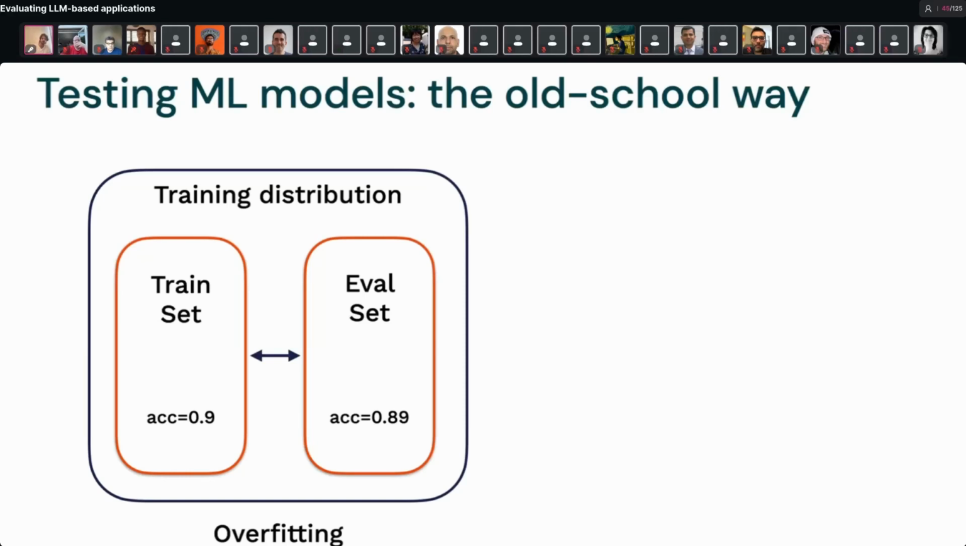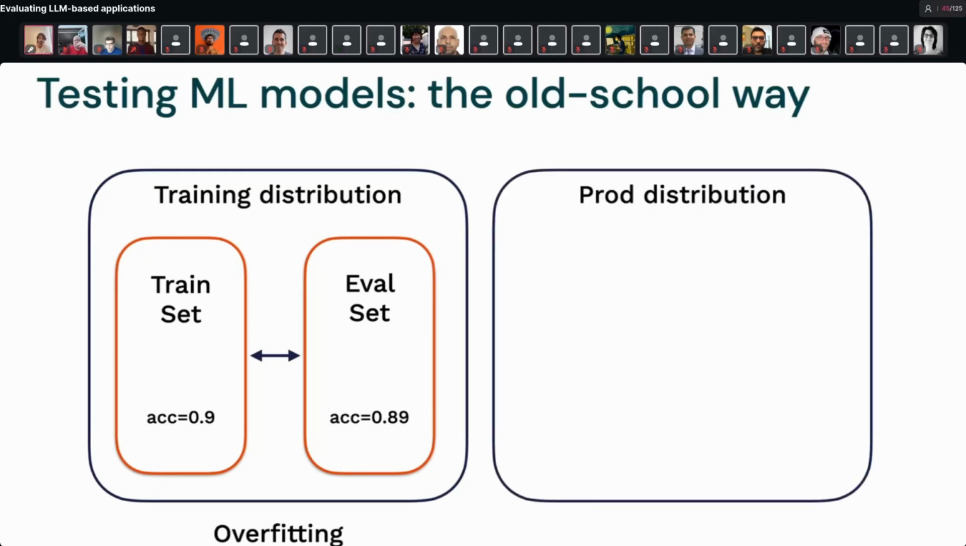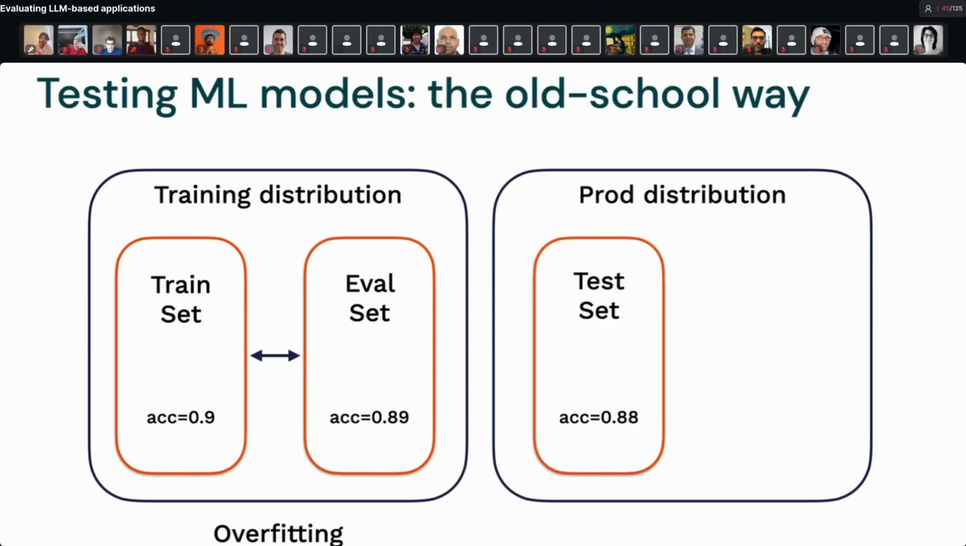So how much is your model too specific to these data points? Then you deploy your model and look at it in production on a potentially different distribution of data. Ideally, you'd sample a test set from that production distribution as well and measure the performance on that. The difference between the evaluation set and the test set is a measure of your domain shift. So how much has your production distribution shifted away from the data you're actually able to train your model on?